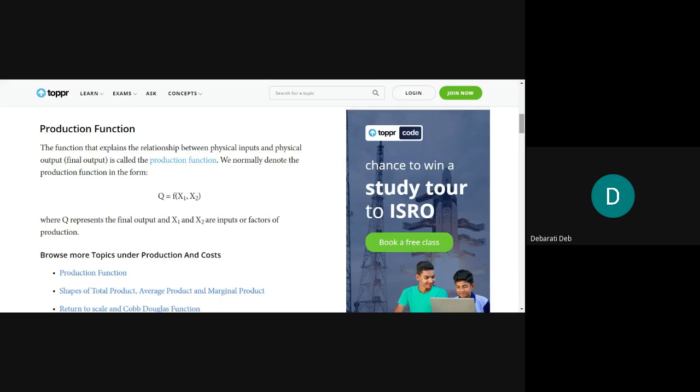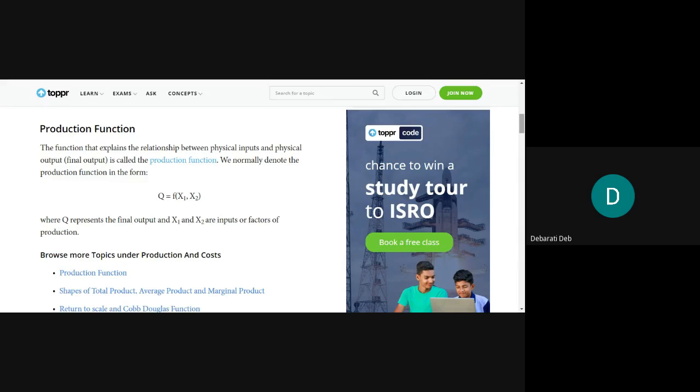So whatever you are including in the production process and whatever you are getting out of the entire process, there should be a relationship between these two. Otherwise, how are you going to develop the production of that particular product? So the relationship between whatever you put in as input to the production process and whatever you get as final output is nothing but your production function.